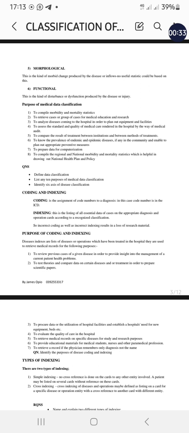So we want to proceed to the purposes of medical data classifications. Why is the medical data classified? Why do we need to group the information within the systems in relation to the disease classifications? Why do we need the specific data to be categorized within the specifications of the medical coding? Reason number one is to compile the morbidity and mortality statistics.